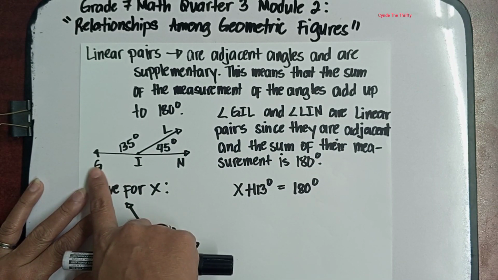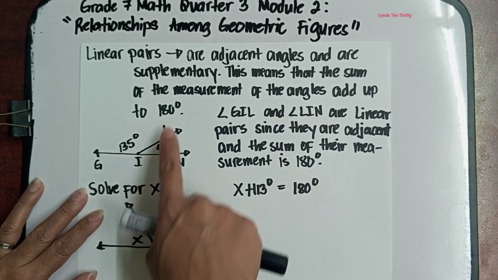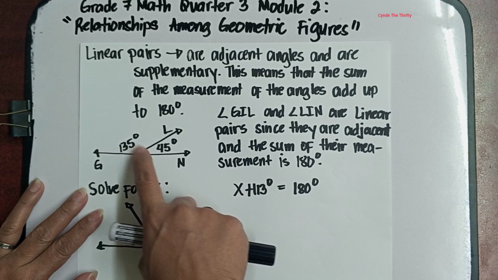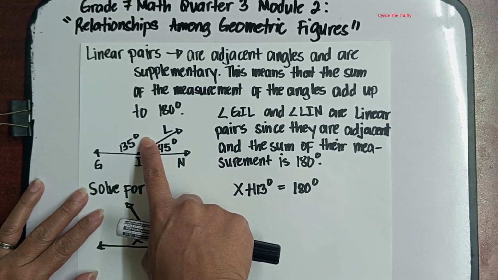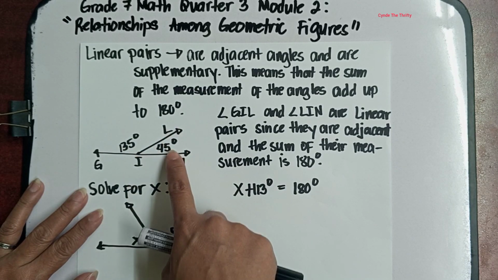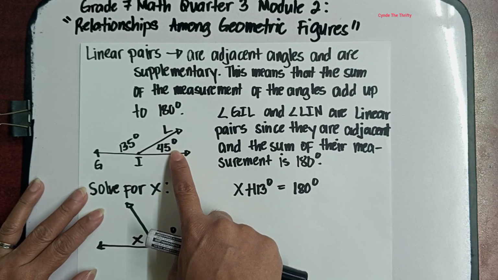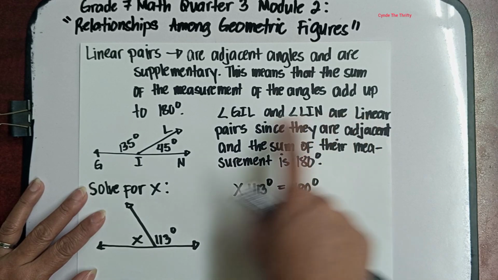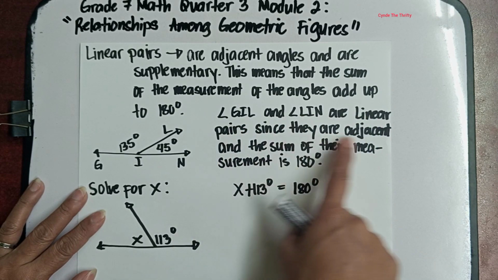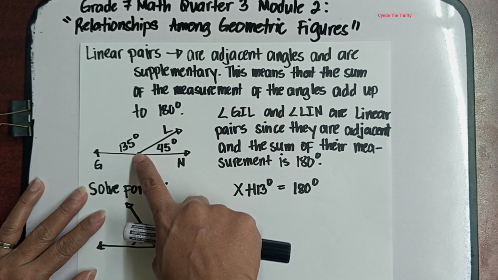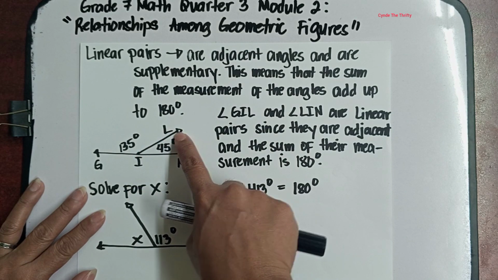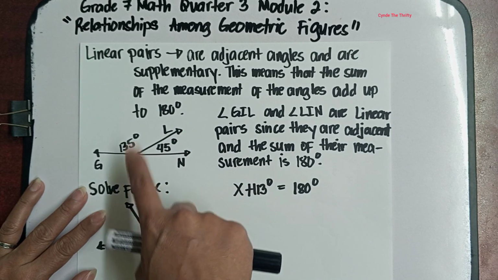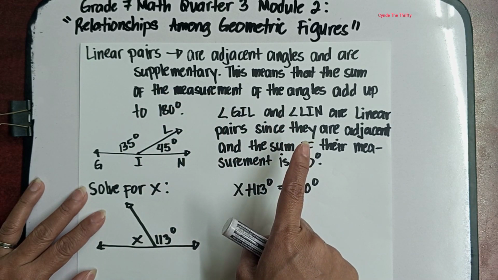Meron tayong angle GIL at angle LIN. So, si angle GIL, ang kanyang sukat is 135 degree, while si angle LIN, ang kanyang sukat is 45 degree. So, angle GIL and angle LIN are linear pairs. Since they are adjacent, okay, adjacent sila, kasi meron silang common side, si ray IL, at ang common vertex nila ay si I. Meron silang common side at common vertex, so that is adjacent angles.